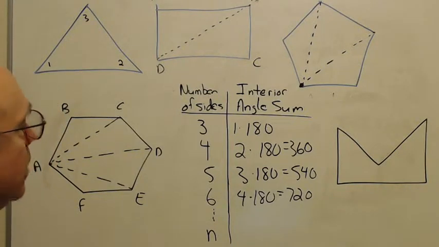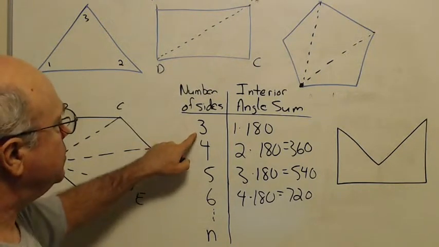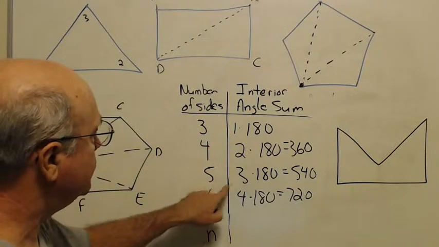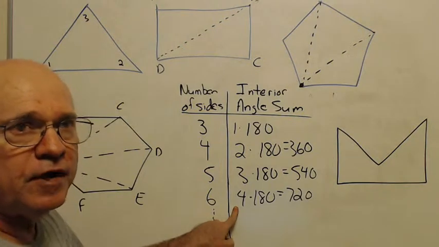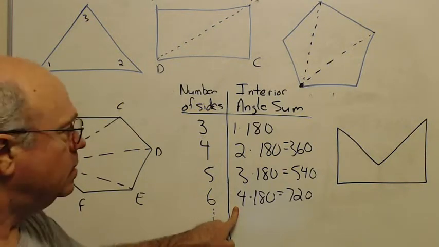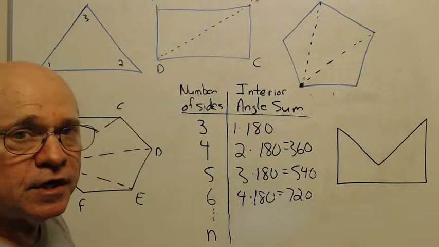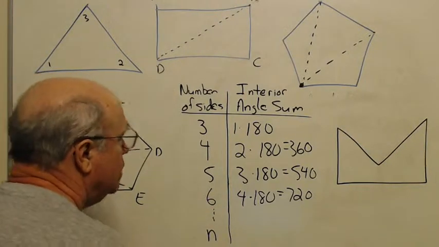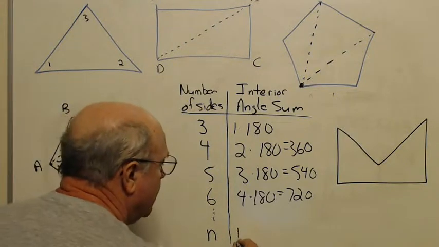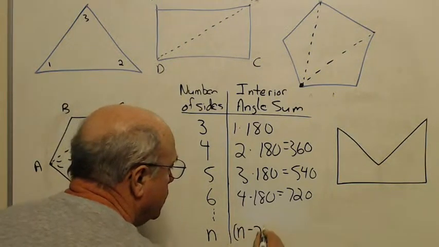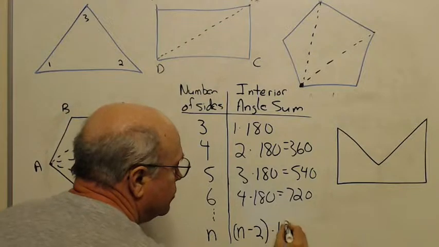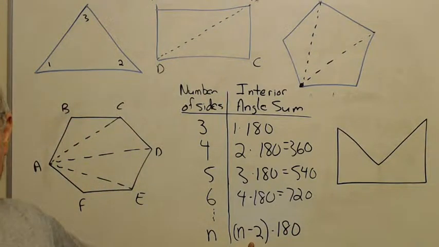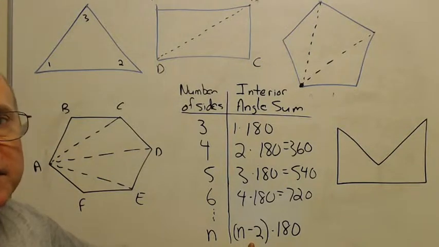Okay, now what we want to look at is the relationship between the number of sides and the number of triangles. 3, 1, 4, 2, 5, 3, 6, 4. Well, think about it for a second. Pause it if you want here. The relationship is that the number of triangles is always 2 less than the number of sides. So if you have n sides, you're going to have n minus 2 triangles, each times 180 degrees. And that's how we get the angle sum for any number of sides. That's going to be our formula.